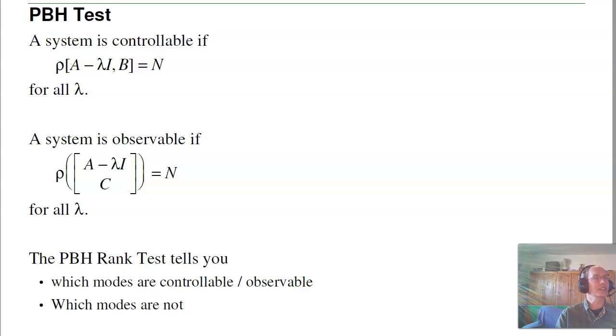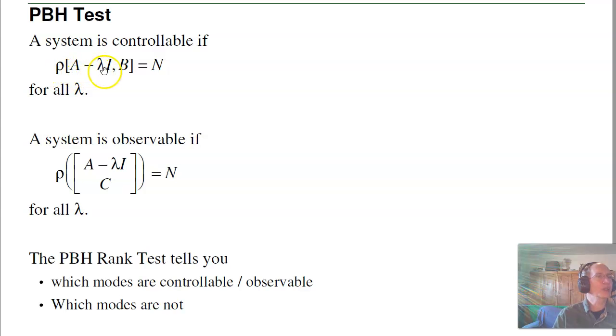Another test. There's a thing called the PBH test. This test says that if the rank of [A minus lambda I, B] is n for all lambda, the system is controllable. That might seem like a pretty steep requirement since I have to test every possible value of lambda, but it's actually not too bad.